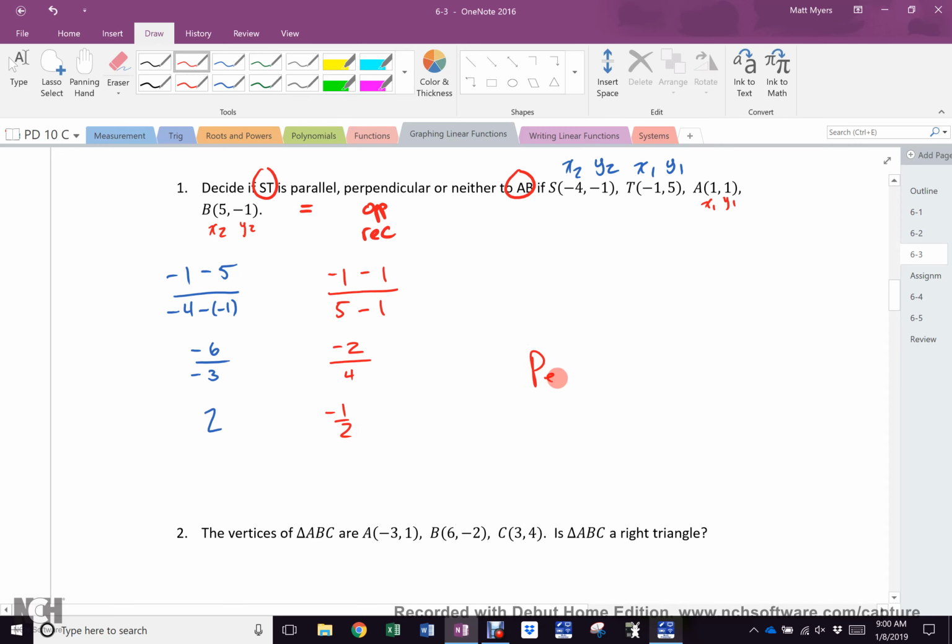Perpendicular. Why? Because they are opposite reciprocals. Because what is 2 really? 2 over 1. Is everybody good?